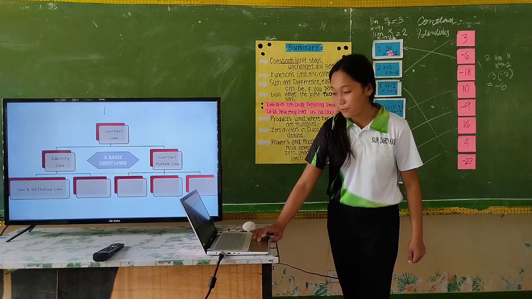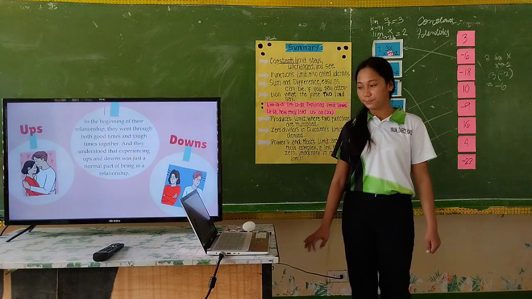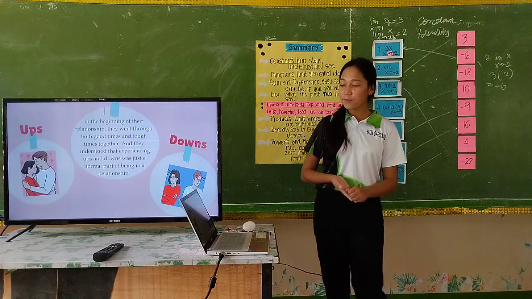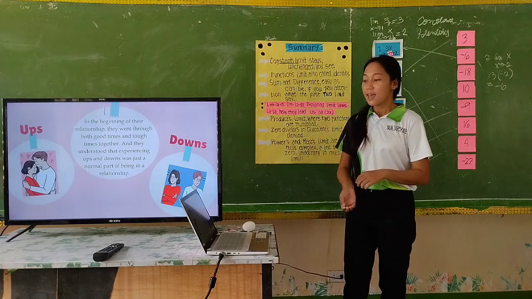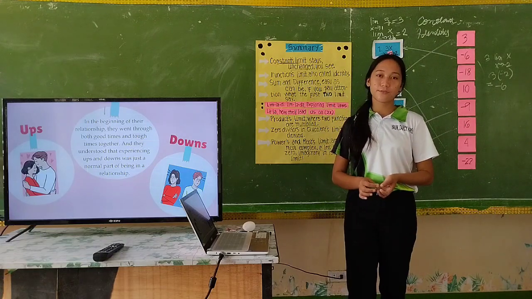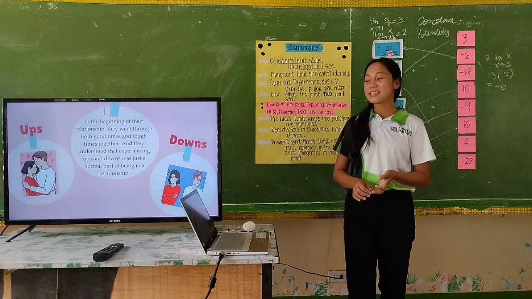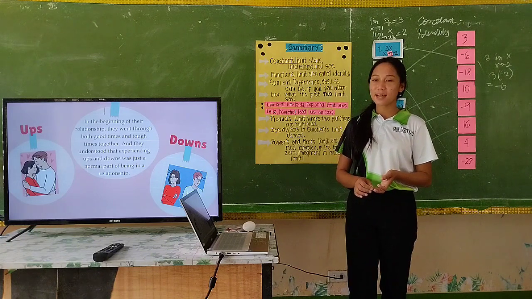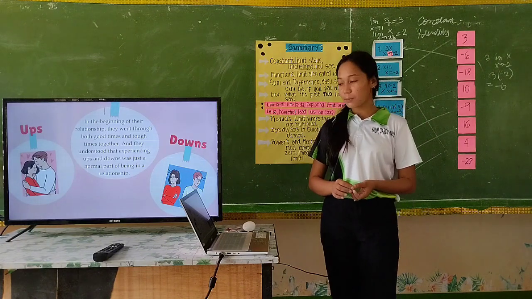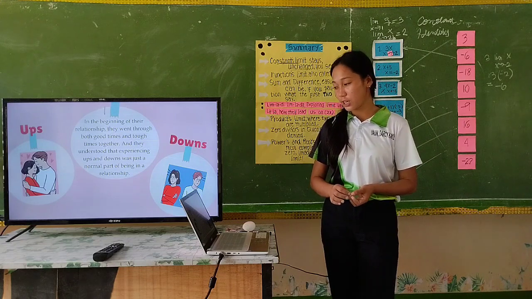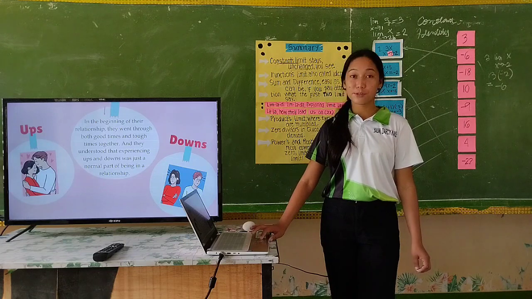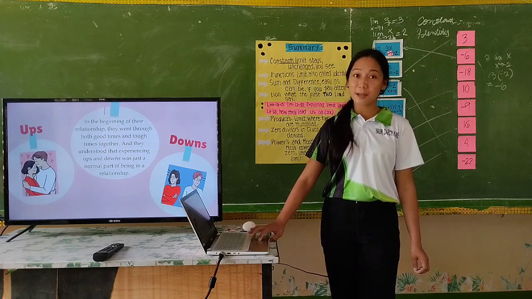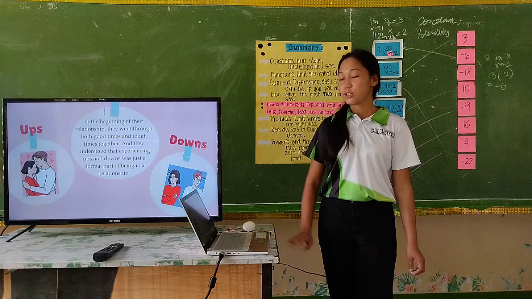So, in sum and difference law, in the beginning of the relationship, yes, because they went through both good times and tough times together. And they understood that experiencing ups and downs was just a normal part of being in a relationship. So good times meaning ups, and their downs is their tough times together.